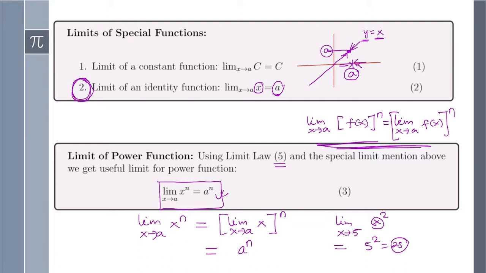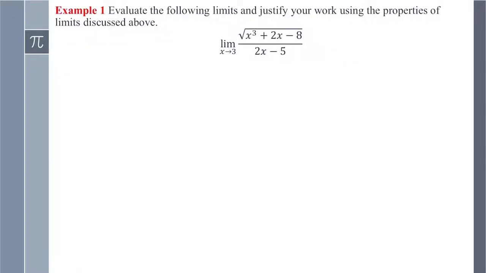So let's look at some more examples here. The first example is we are going to evaluate this limit using limit laws, and then see what we get. The first law that we are going to use is the quotient law. That means I'm going to put that limit to the numerator and denominator. Let me start writing from here. So I'm going to use the quotient law.